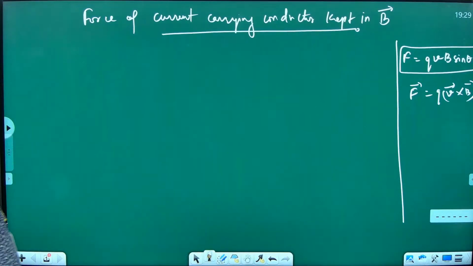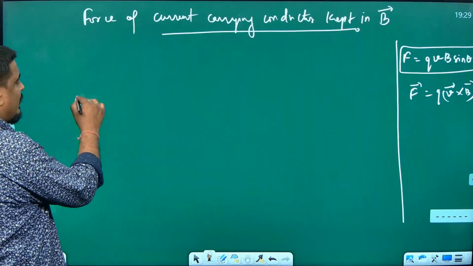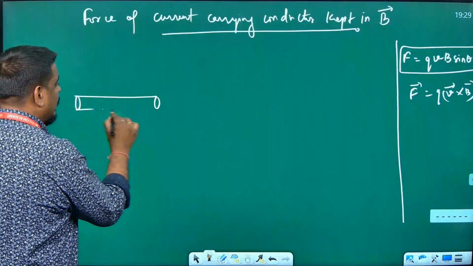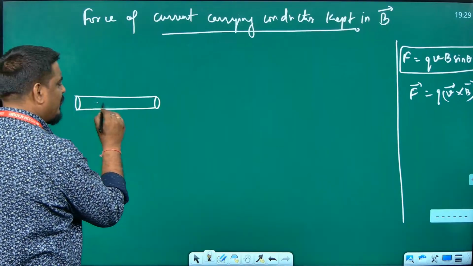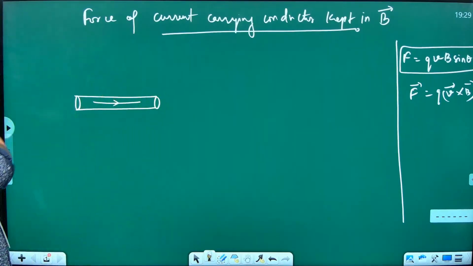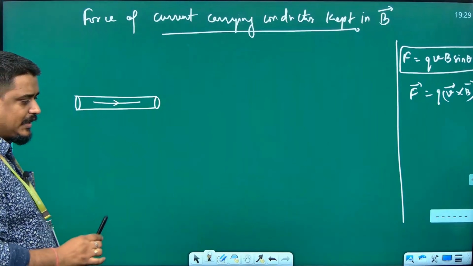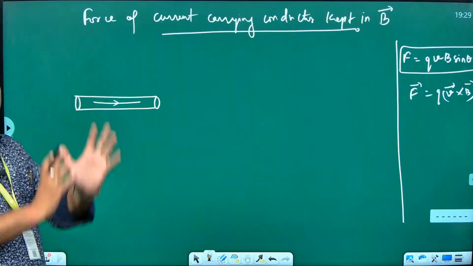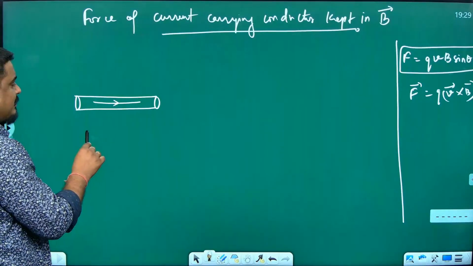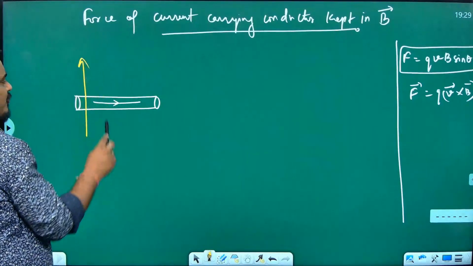Coming back. So imagine, please everybody pay attention. Imagine you have a current carrying conductor, and for simplicity I am assuming the current in the conductor is in the direction towards the right. And what I am going to do is place it in a place where the magnetic field is acting in the upward direction. If I draw the diagram, it is something like this. I am drawing the diagram of the magnetic field. So the direction of the magnetic field is like this.